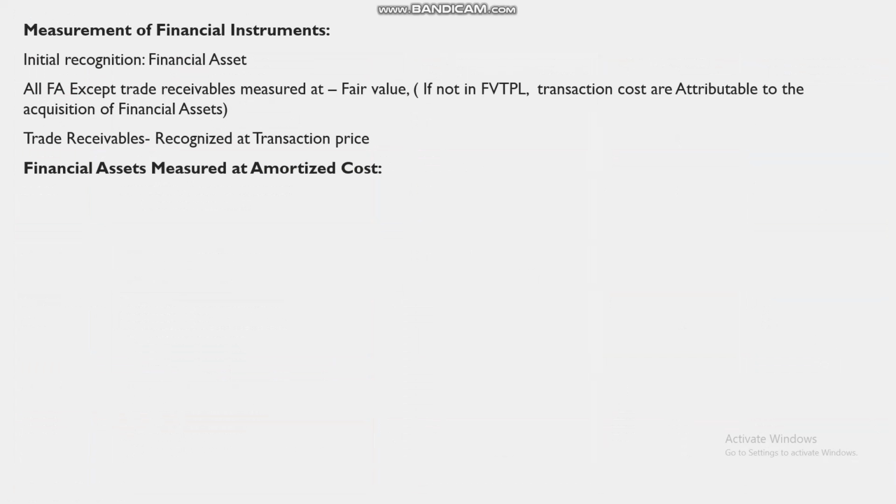Okay, so that's it for today's class. In the next class, we are going to study the measurement of financial instruments under financial assets. So from today's class itself, we are going to study the practical aspects, journal entries and some of the calculations. Be ready for that. Keep your notes with you and pause the video and write it when I am explaining.